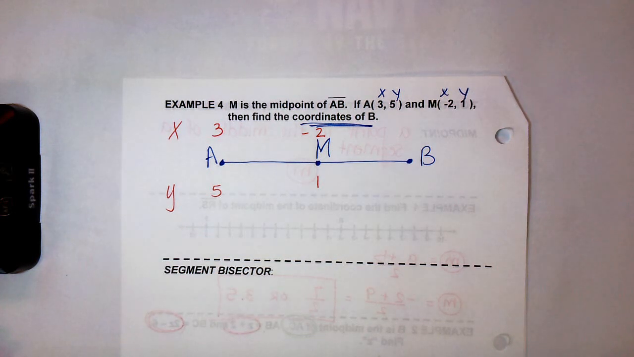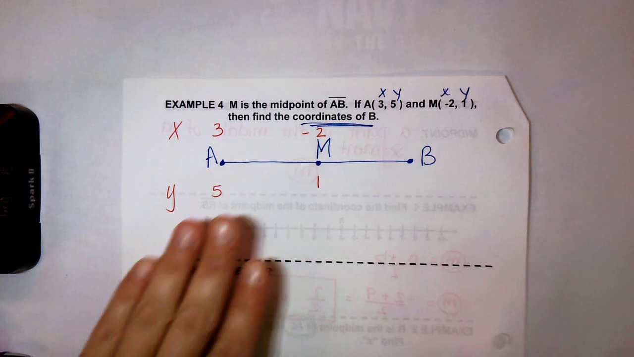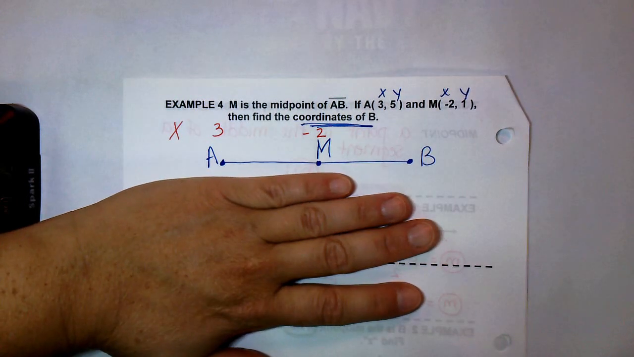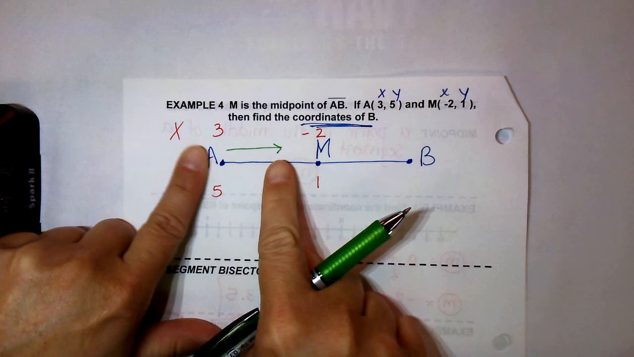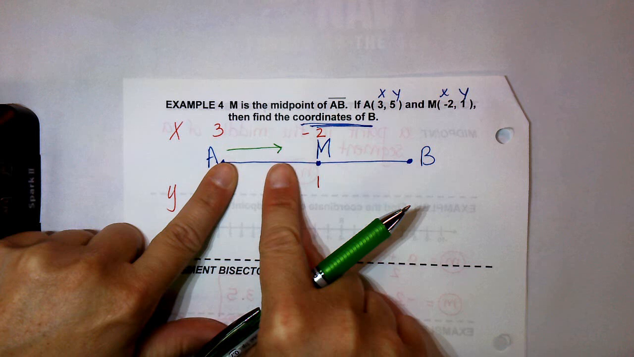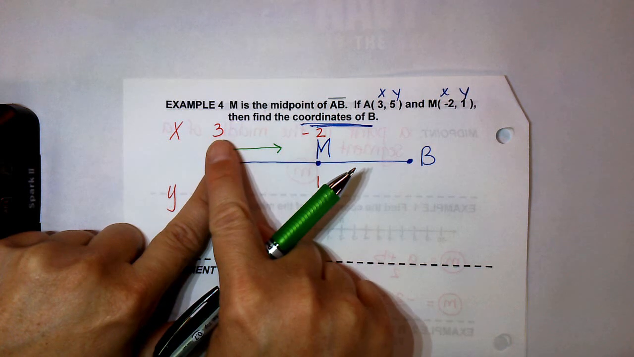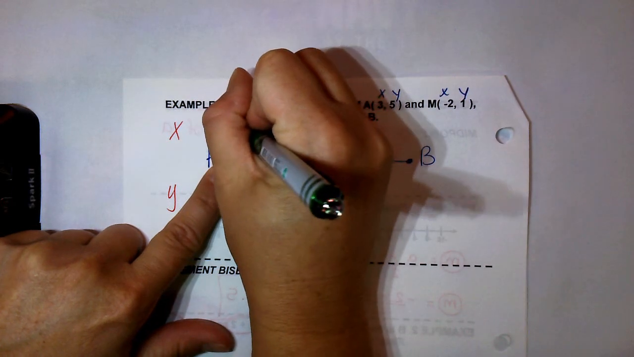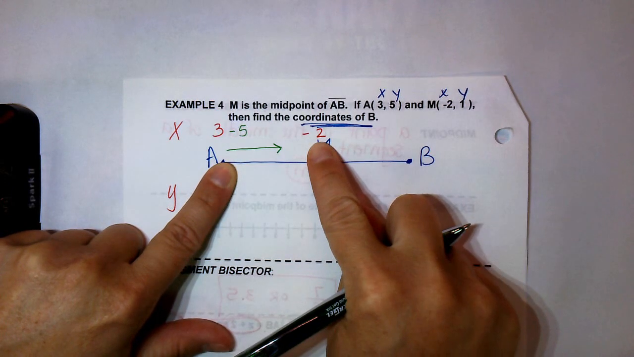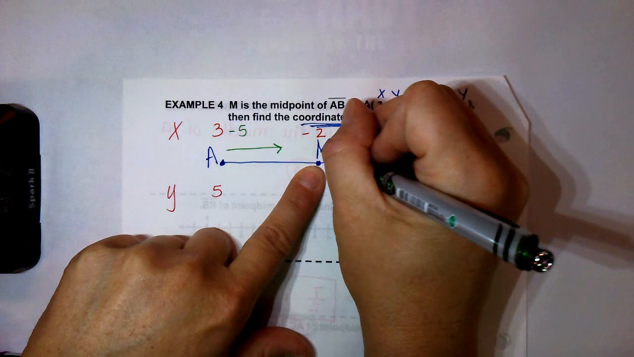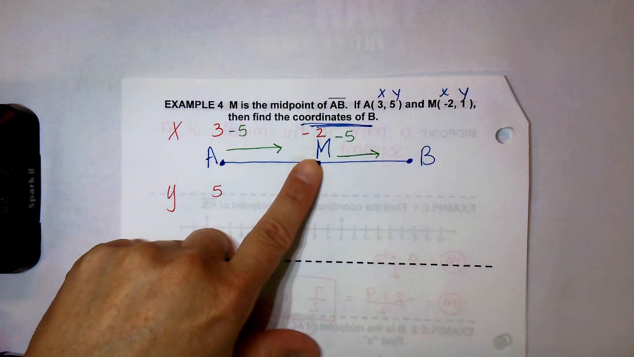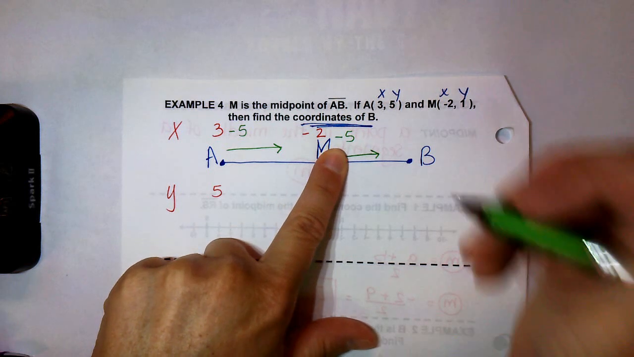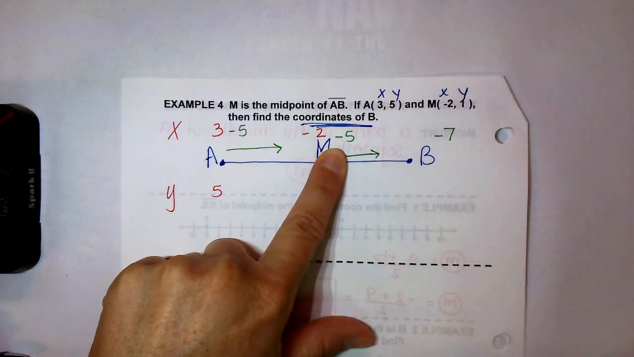You're counting for me. On the X's, how do I get from a +3 to a -2? What do I have to add or subtract? +3 minus 5 equals -2. So now from M to B, I have to subtract 5 again. So negative 2 minus 5 is negative 7.